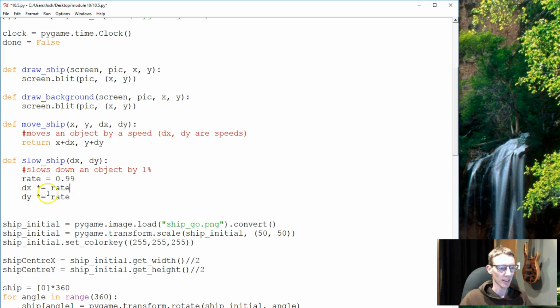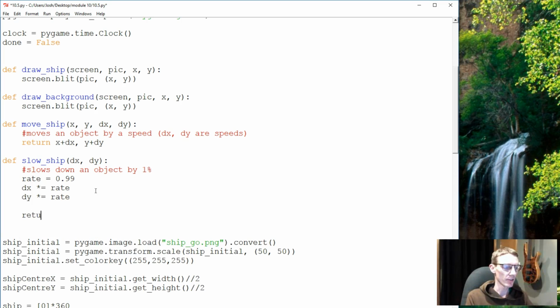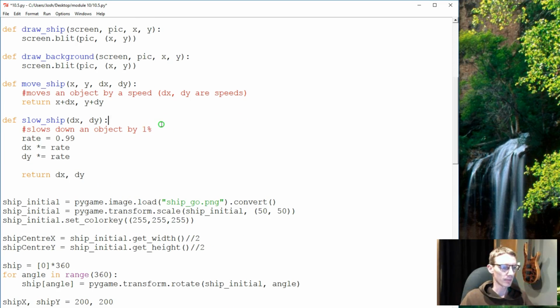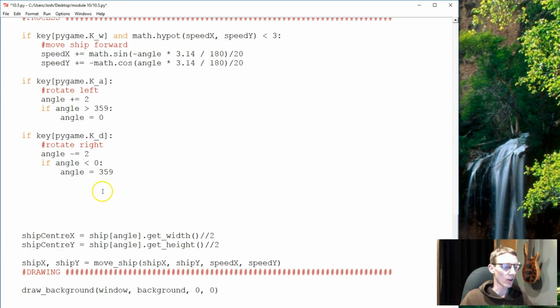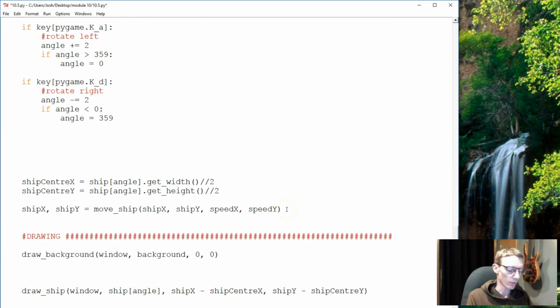You could just kind of subtract a certain amount from both, but then the ship ends up being kind of weird, right? We want to slow down the x and y by the same percentage so that our ship keeps traveling in a straight line but slows down. Then we need to return these values. Return the x speed and the y speed. So down here, we're just going to always slow the ship down. So we can say speed x and speed y are slow ship with our speed x and our speed y.